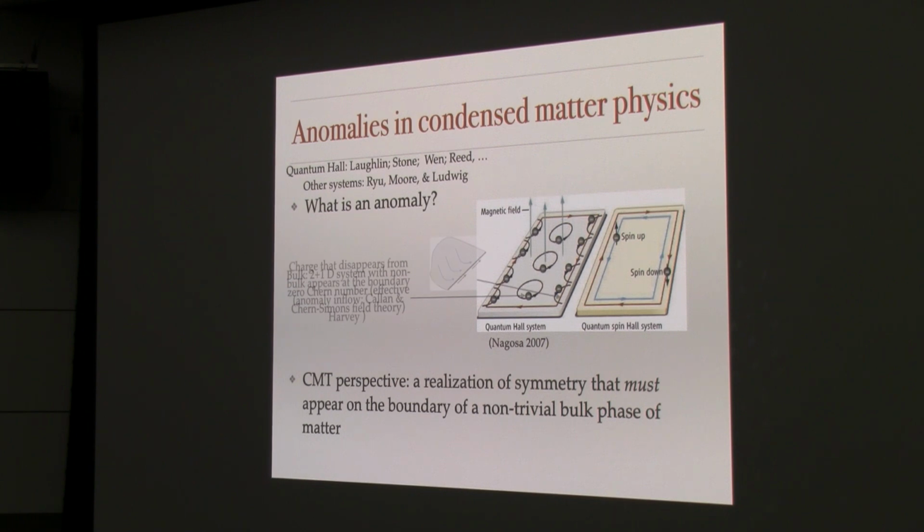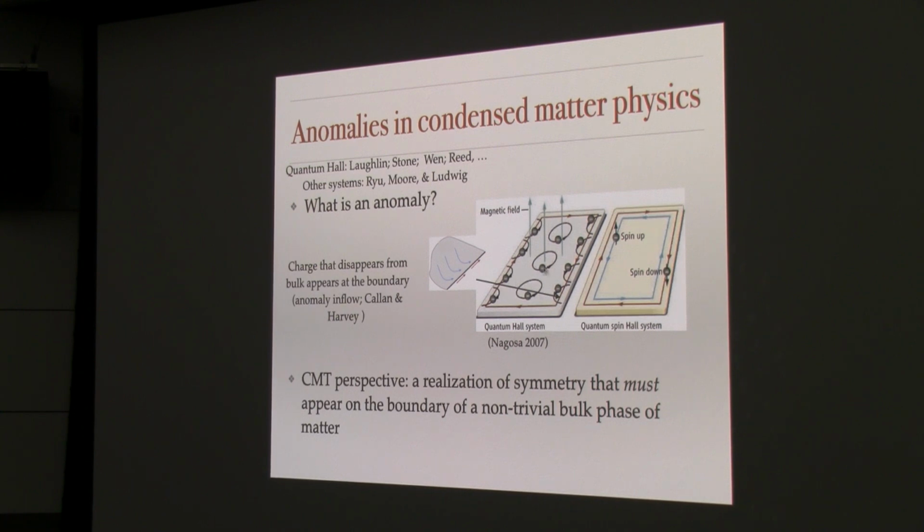And so what's going on here is what we call anomaly inflow, which is the idea that neither the boundary nor the bulk conserve charge by themselves, but when you put them together, then everything is fine. And for this reason, you can't have one without the other. And this is why these boundary states are so robust, because basically they're required by the bulk in order to be consistent with the symmetry.